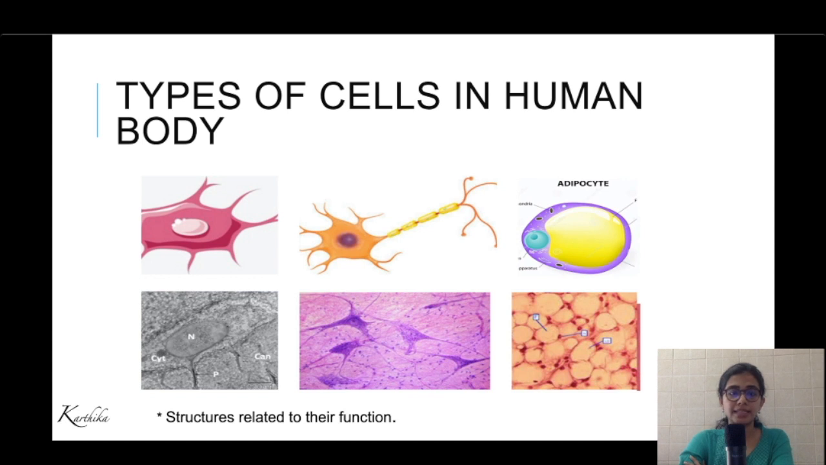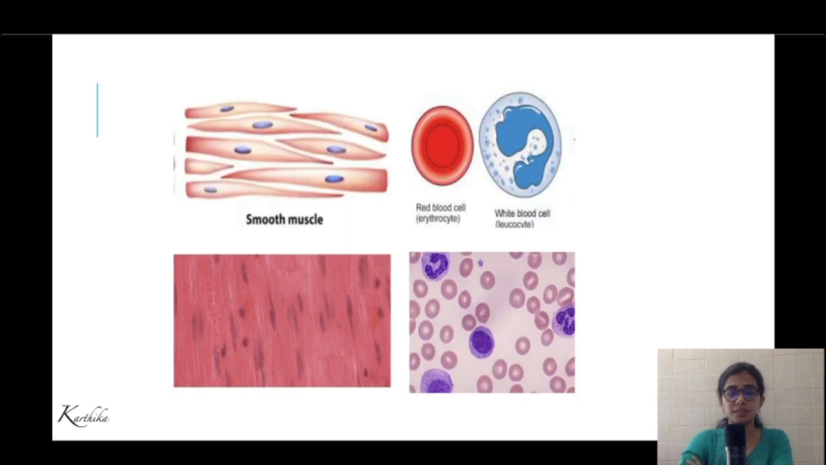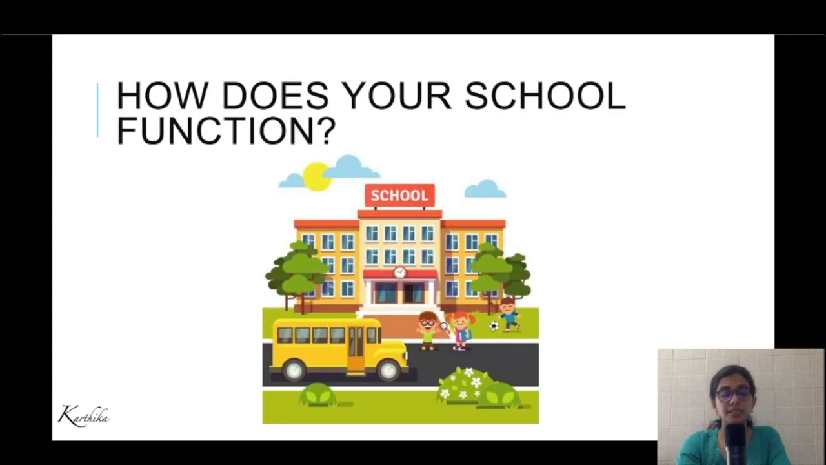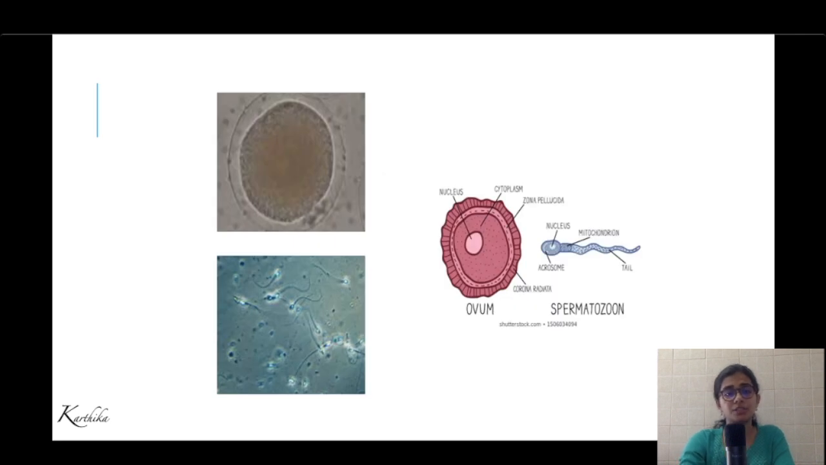These are some other examples. First one is smooth muscle cells. Second, a couple of types of cells inside our blood, the red blood cell and the white blood cell. And this is where it all starts. The first picture is that of the ovum under the microscope, the egg cell, and the second one is of the sperms. Now this was basically about the structure.